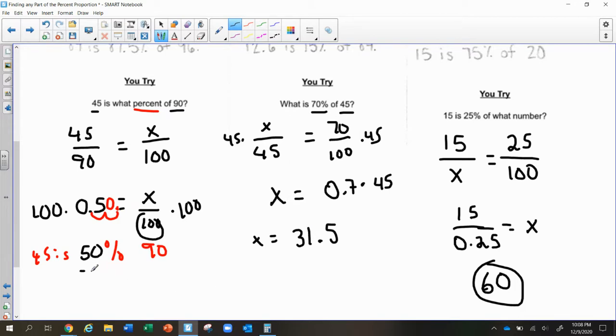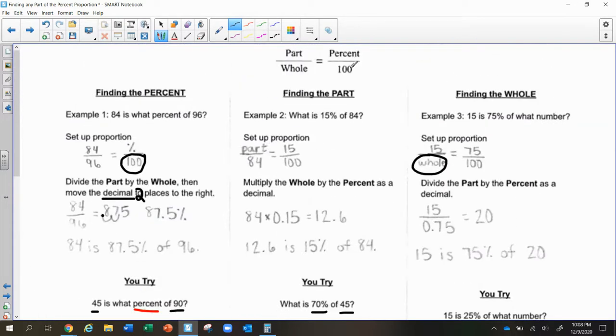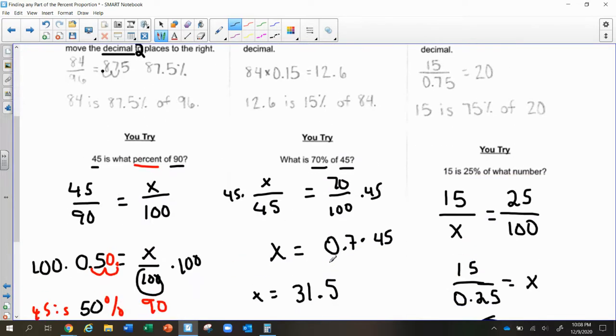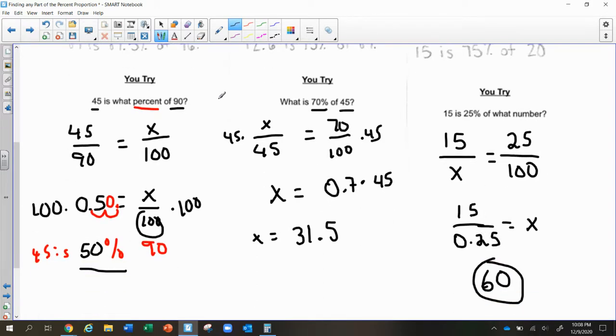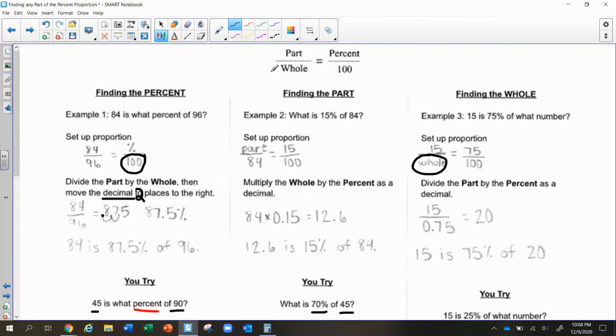So the first one was a percent. We were looking for the top. The second one is what we've been doing. We're looking for the top as well, but we're looking for the part. And then the last one, we're looking for the whole, which is the denominator. And so we're going to divide by the percent. And that's going to give us the whole. Hopefully that makes a little bit more sense, me going through it.